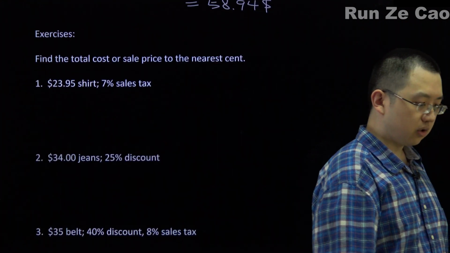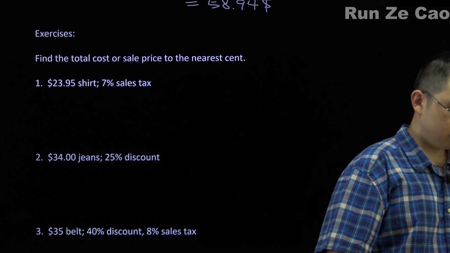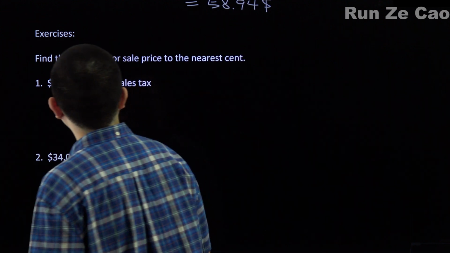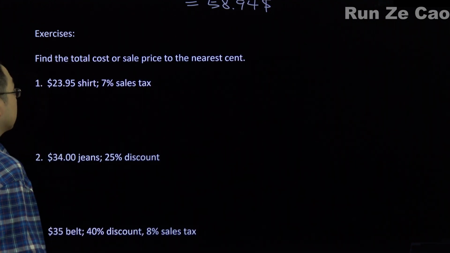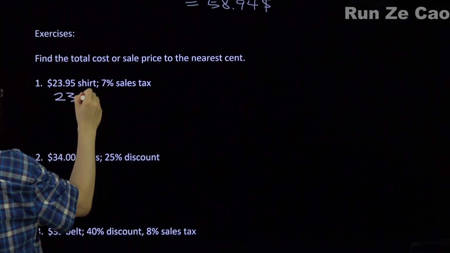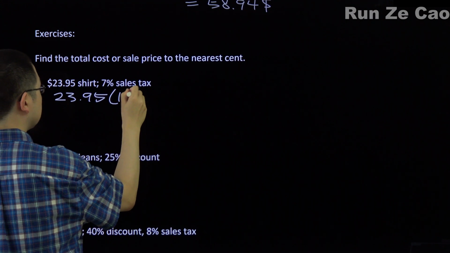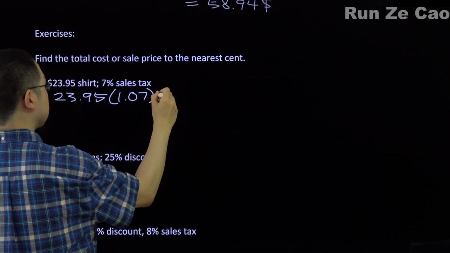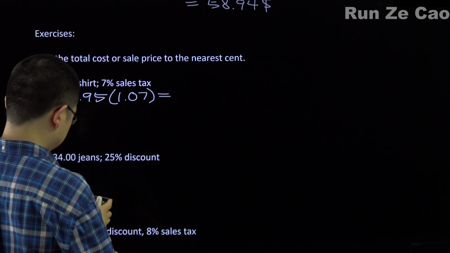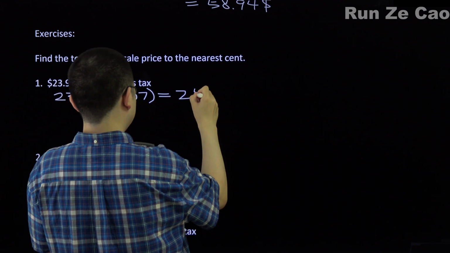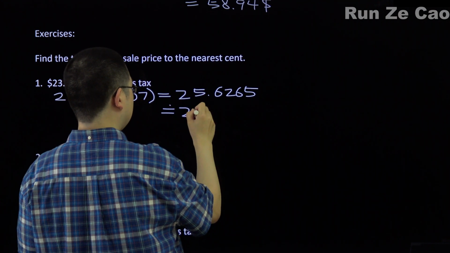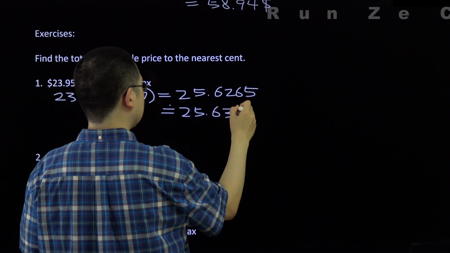Find the total cost or sales price to the nearest cent. $23.95 shirt with 7% sales tax. Well, we're looking at 23.95 times 1.07, which is equal to 25.6265, so approximately $25.63.